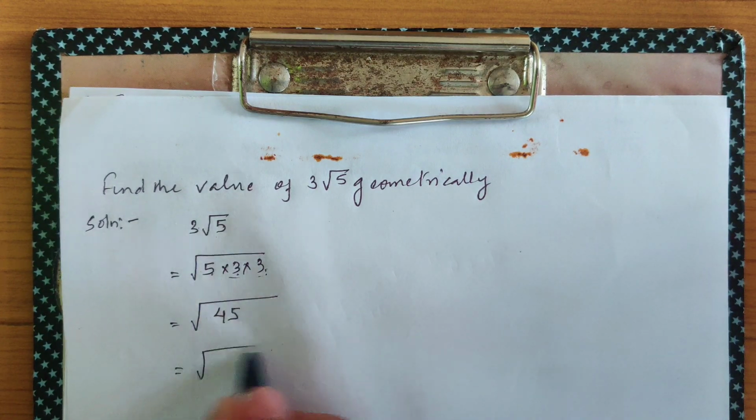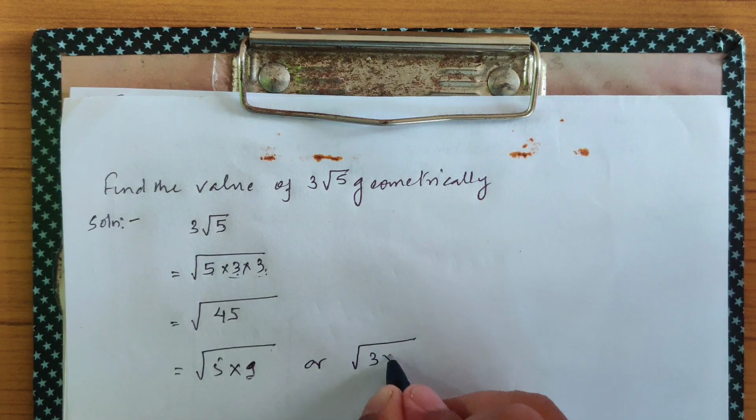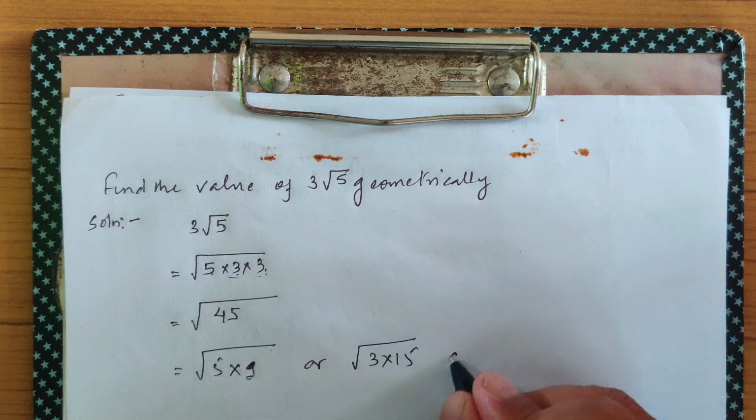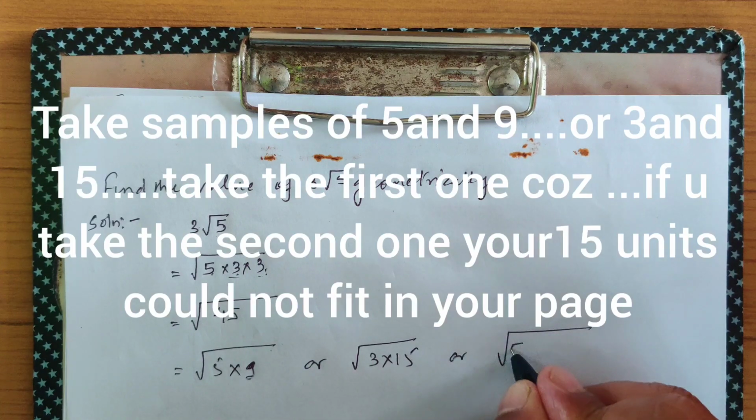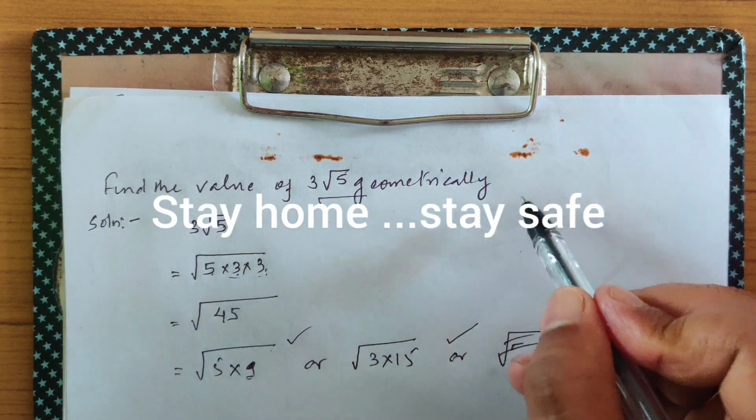Now you can break this either 5 into 9. You can take this combination, or if you wish, you can take 3 into 15. You can take this combination, or you can take 1. No, we have already taken 5. So any combination you wish to take, you'll get the value of 3 root 5 geometrically.